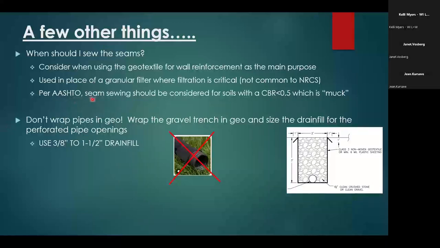As far as AASHTO goes, seam sewing should always be done on soils that have a CBR, which CBR is the California Bearing Ratio Test, for all the engineers out there. You can get CBRs of less than 0.5, which is basically muck. And so that's why we're just not seeing a lot of sewing of the seams in Wisconsin, or not at all. If we feel like there's an issue with it, instead of overlapping at 18 inches, we overlap at 24 inches, or we overlap at 36 inches. We just increase the overlap here instead of sewing seams.